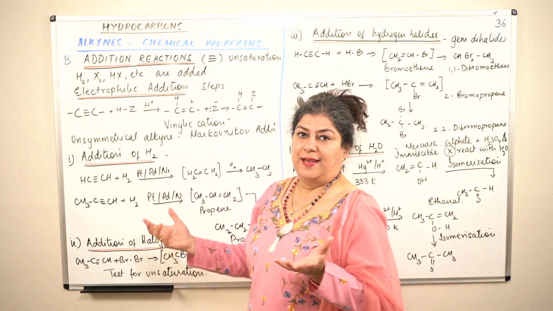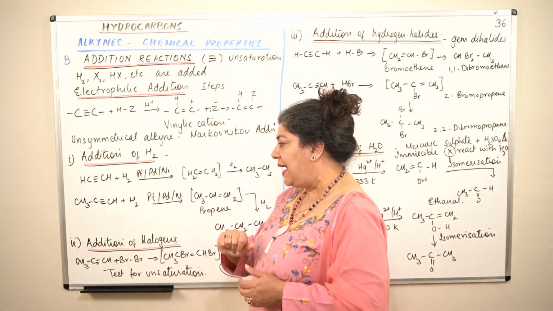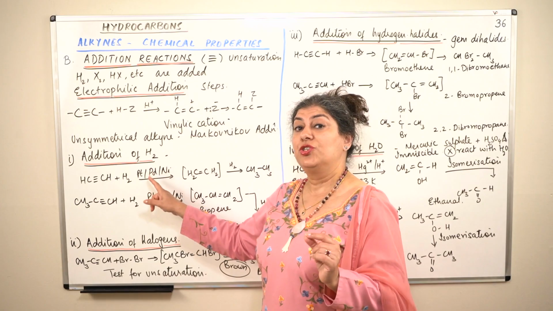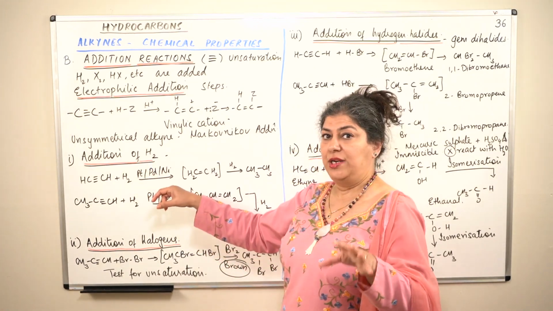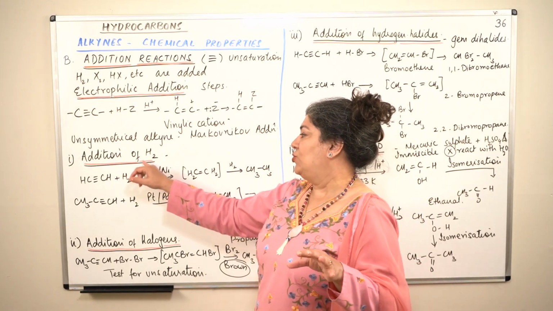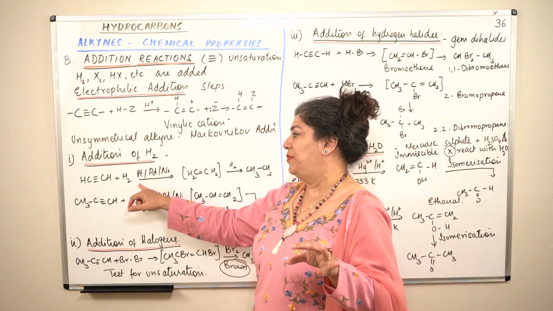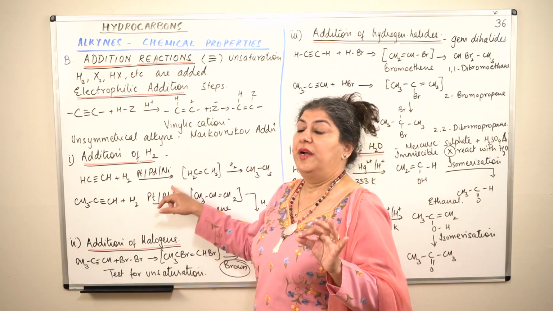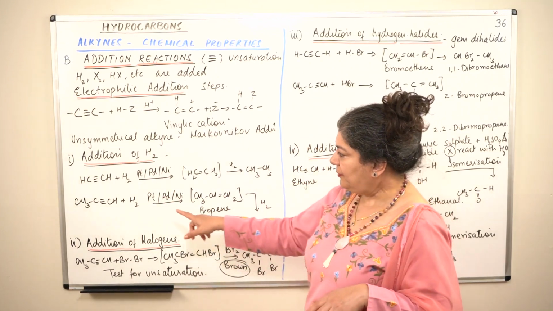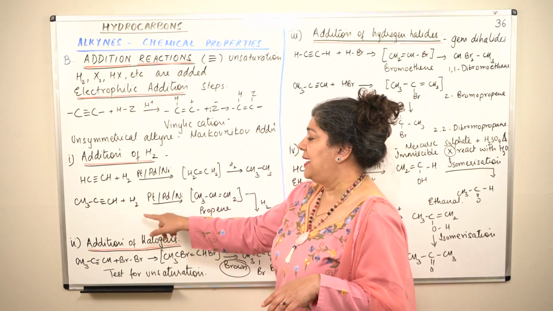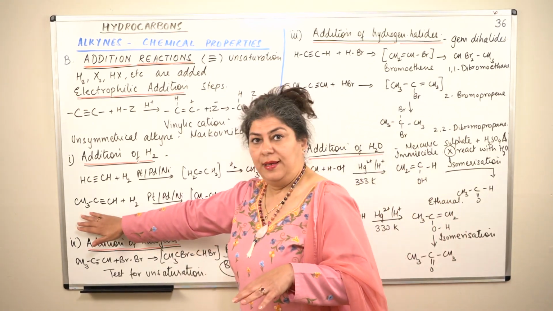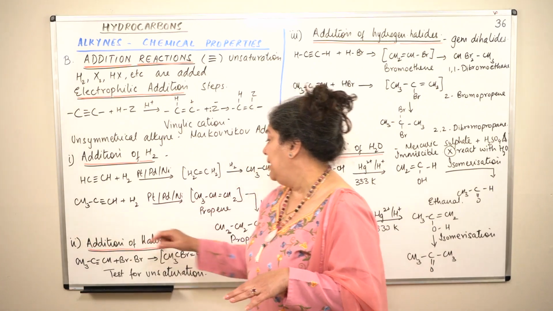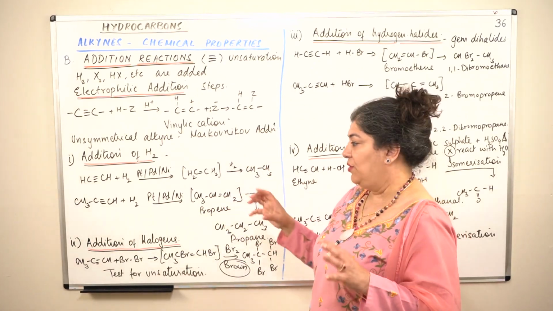So let me just explain what happens when hydrogen adds on. What are the conditions of this reaction? Hydrogen adds on, or addition of hydrogen is known as reduction. So reduction takes place in the presence of platinum, palladium or nickel catalysts. And when hydrogen is added in the presence of platinum, palladium or nickel to propyne, you again get propene in the first step.